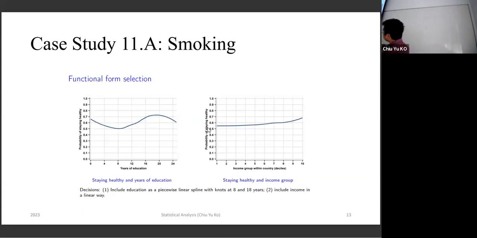Here you can see the example is education, and very interesting is it is non-monotone. You will see the healthy is like this, an S shape, and income is like this shape.